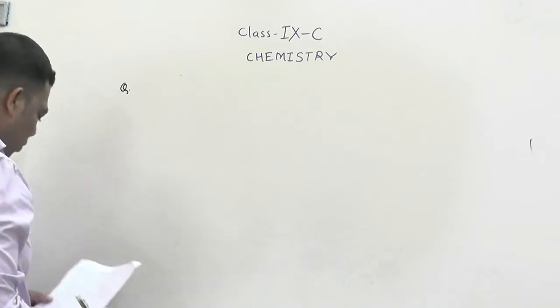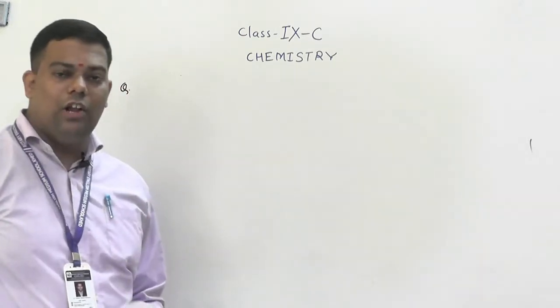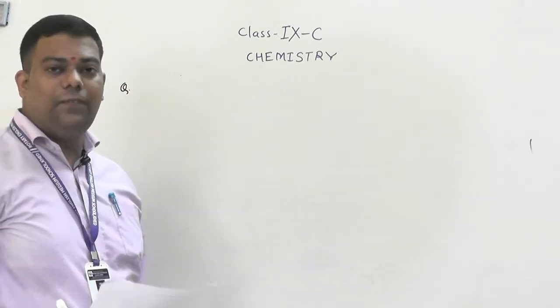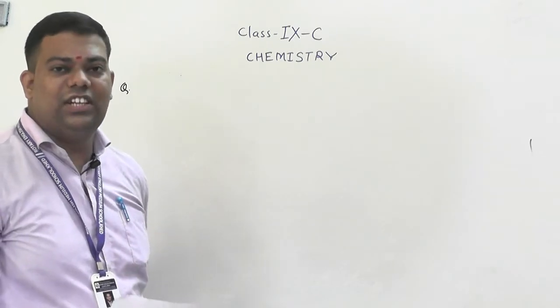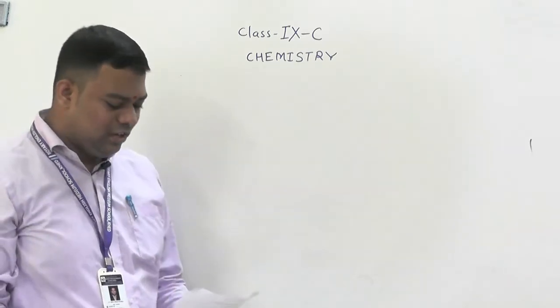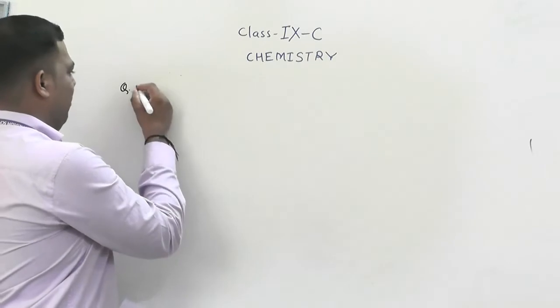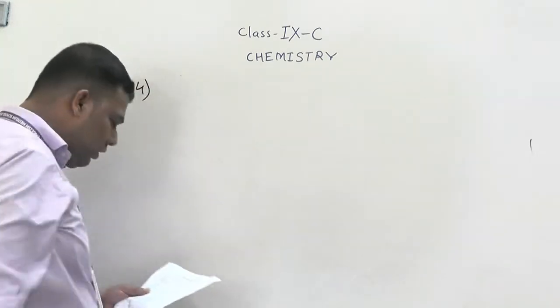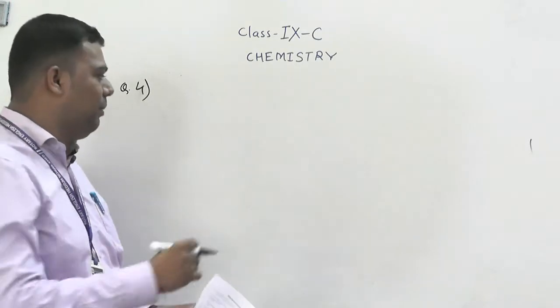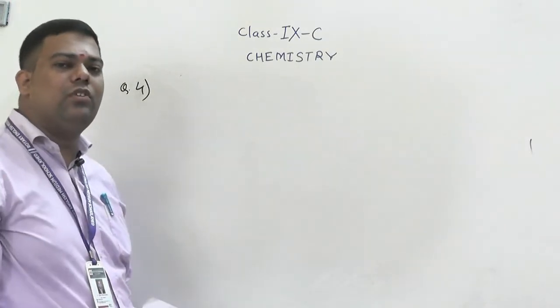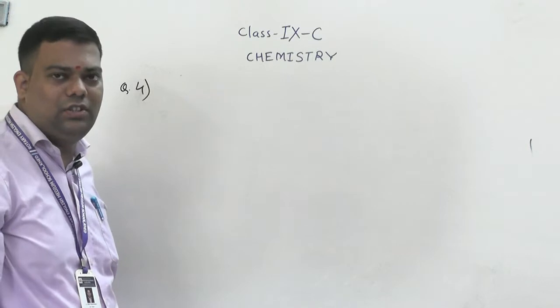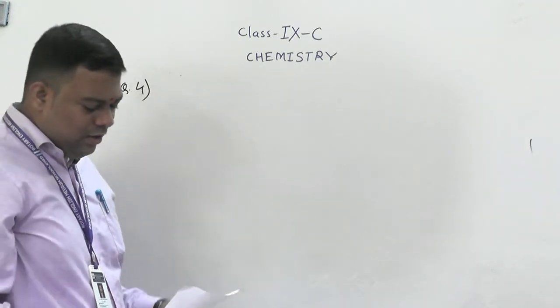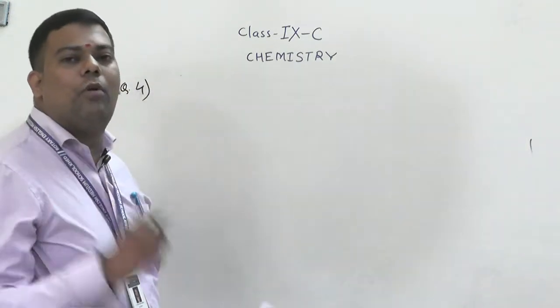Question number 4: calculate the volume of 34 gram of NH3 at STP. So at STP means what? You know, standard temperature and pressure condition. Here you must know the number of moles first.